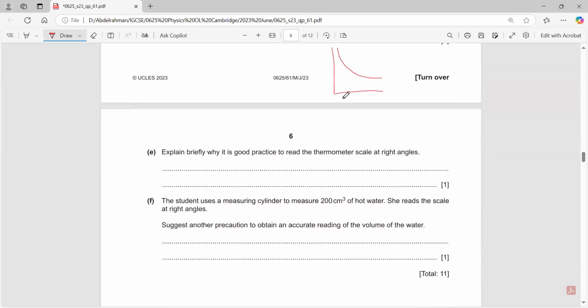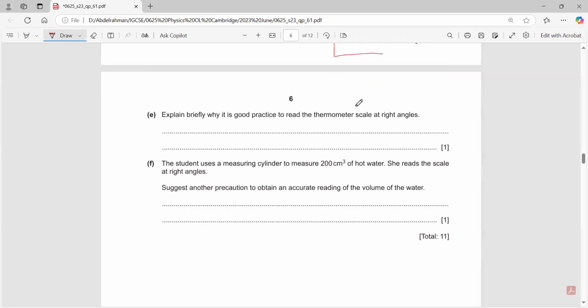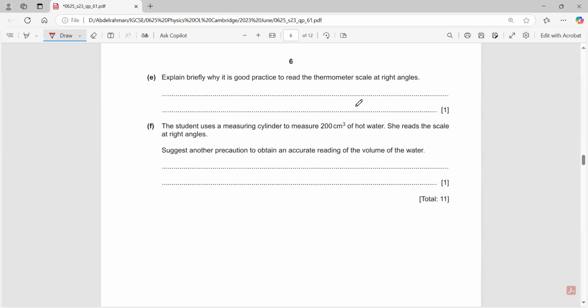Explain briefly why it is a good practice to read the thermometer at right angles. Take the reading perpendicularly. Why? To avoid parallax error.